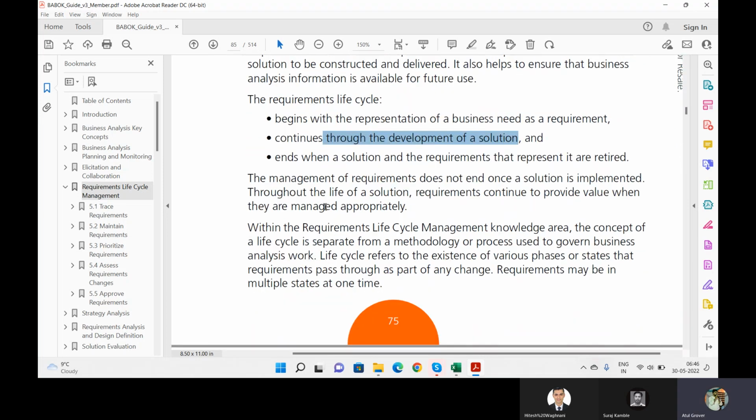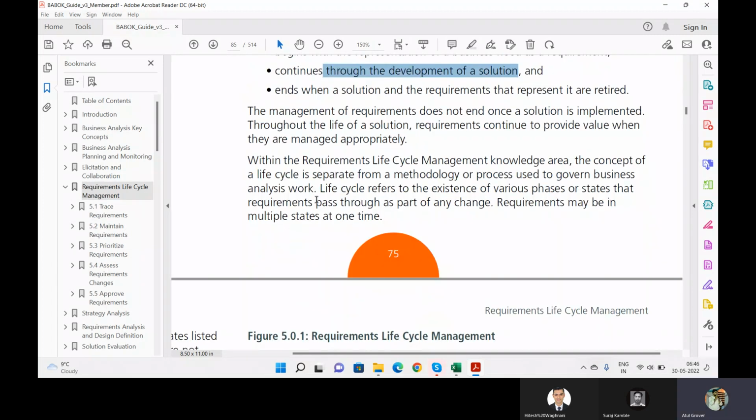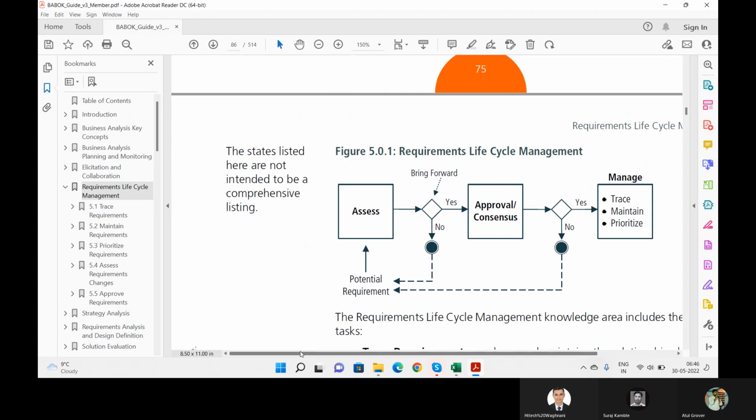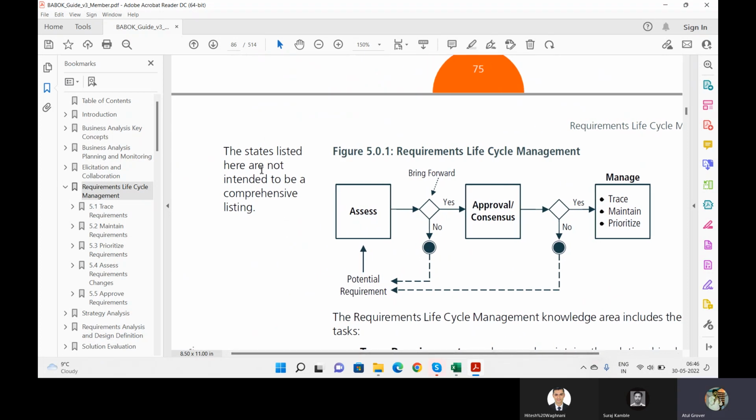Okay. If you remember, there is a concept called SDLC, software development life cycle. In the same manner, they have RLCM, requirement lifecycle management. Okay. In this, what they'll be saying here is how it will look. See, the requirement lifecycle management. The states listed here are not intended to be a comprehensive listing, meaning it was put in just for the purpose, nothing more than that.